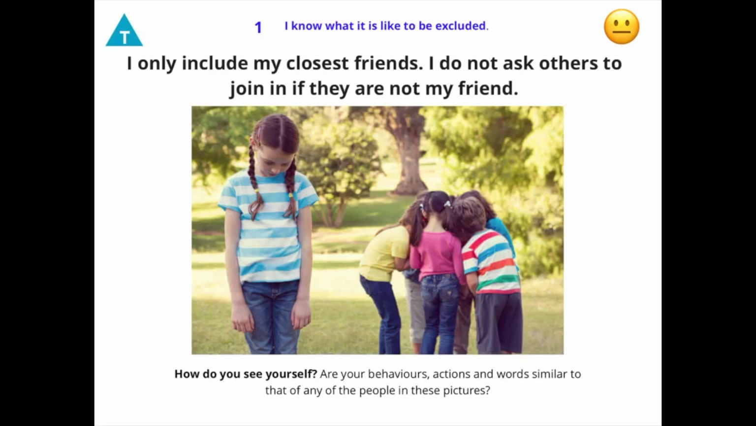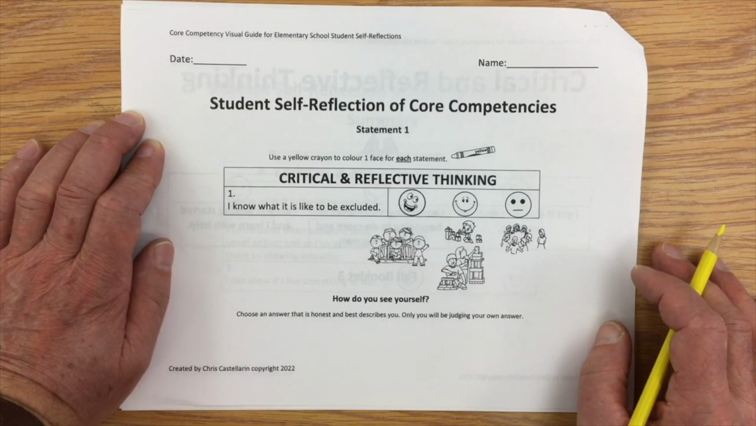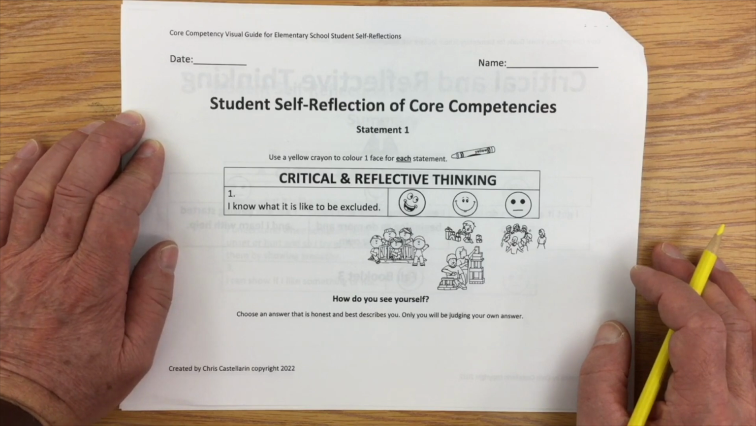How do you see yourself? Are your behaviors, actions, and words similar to that of any of the people in these pictures? So think about it. Do you know what it's like to be excluded? Have you been excluded? Do you sometimes exclude other people?